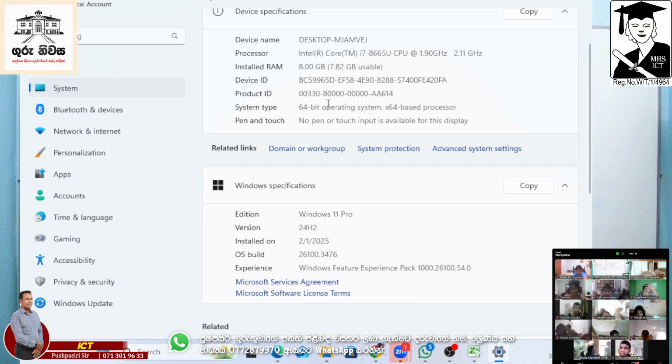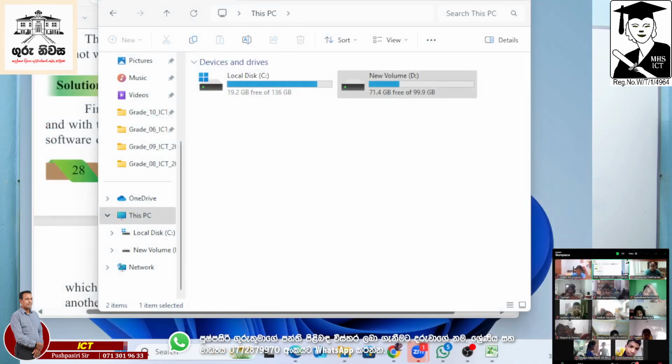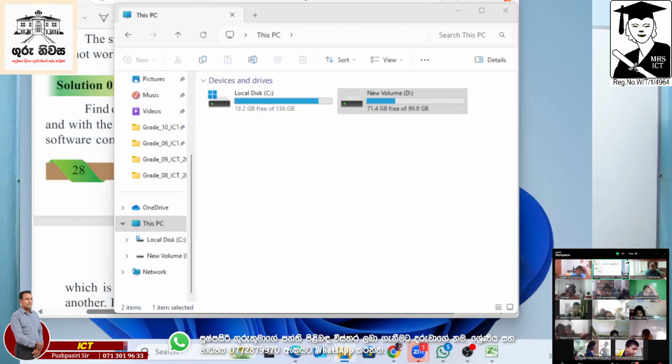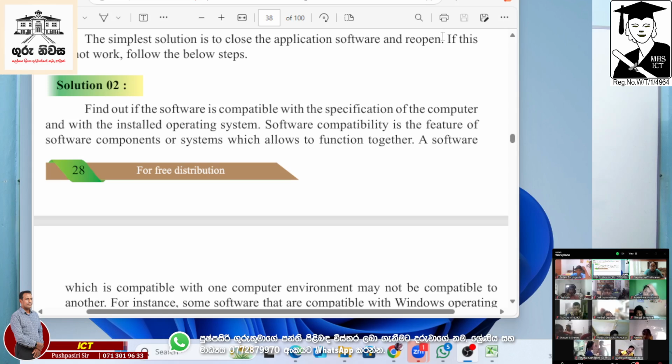Same as it is, you can check in your computer also whether it's 32 or the 64. Most of the computers are 64. So that means you have to use your computer if it is a 64 operating system. So your software also must be compatible to that.